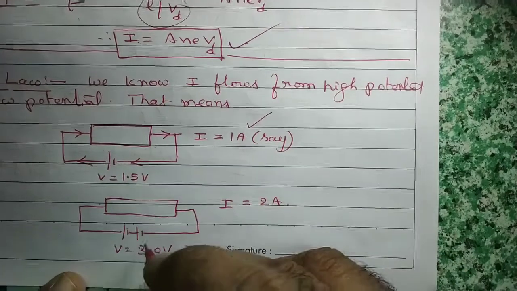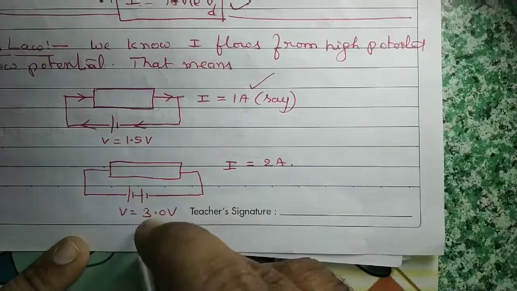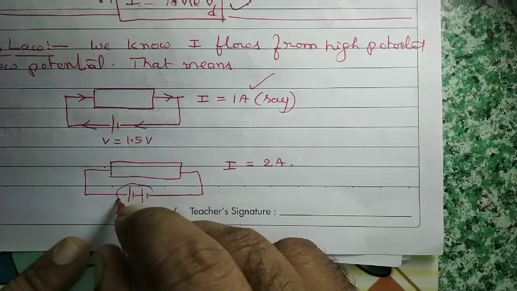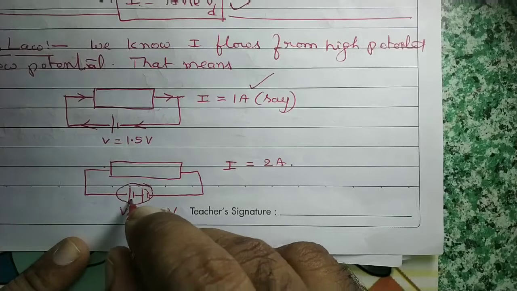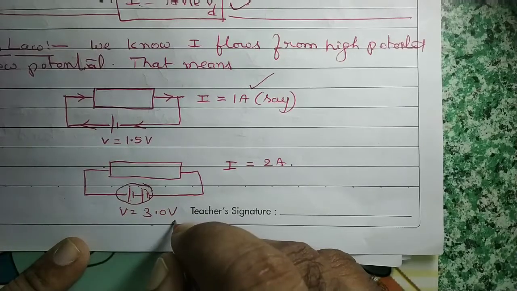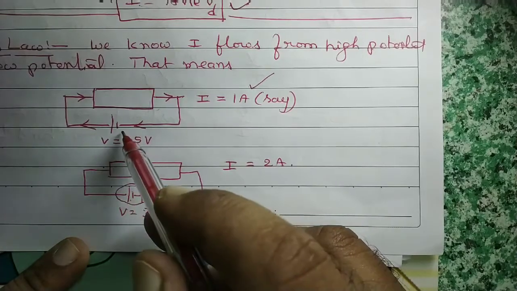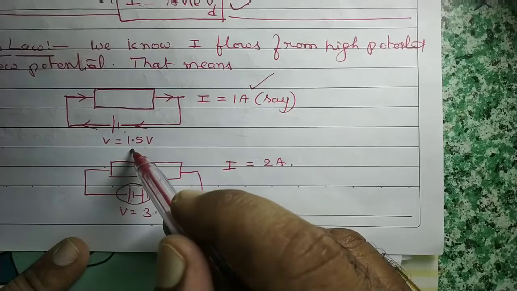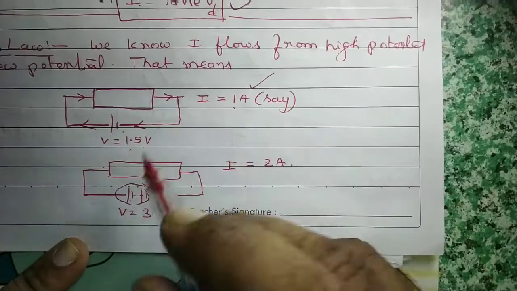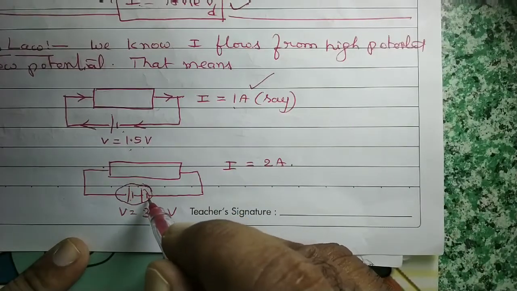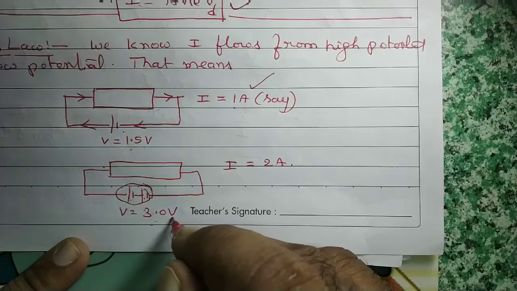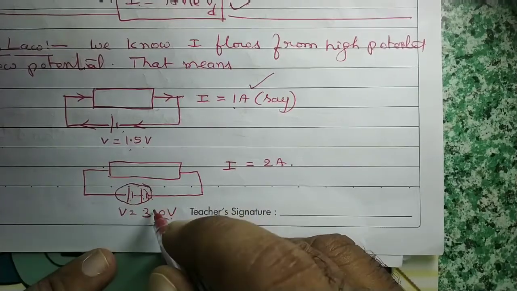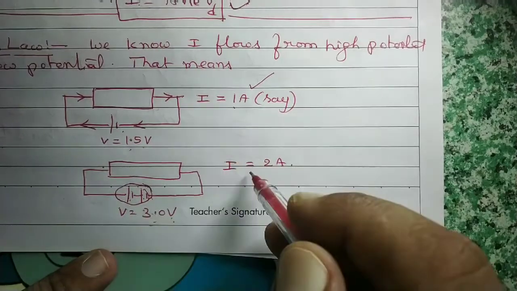So if I connect two cells instead of one cell as a source of voltage, that means 1.5 plus 1.5, 3 volt. That means I increased the voltage to double. It was 1.5 volt, and at that time the current was 1 ampere. Now I increased the voltage by connecting one more cell in series, so the voltage becomes 3 volt. So when the voltage is doubled, the current will also automatically become double.